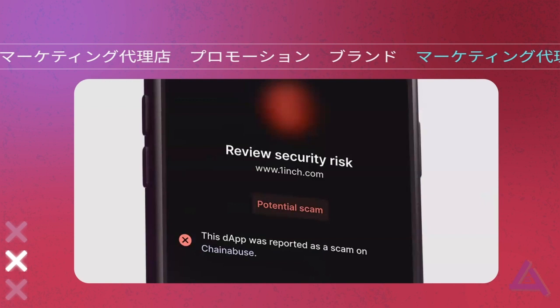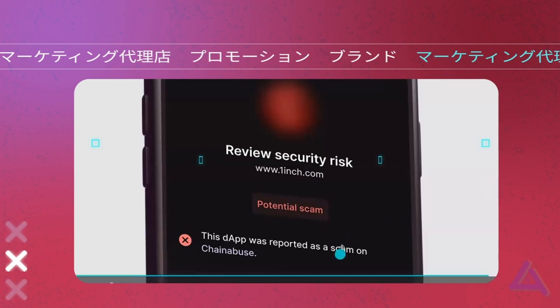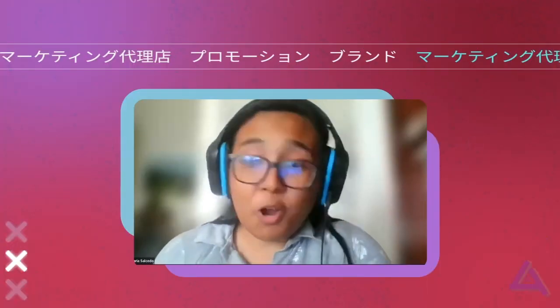Those things are little details, but if you sum them up, they make a real difference in the Web3 space. That's what I think. Hope this helps.